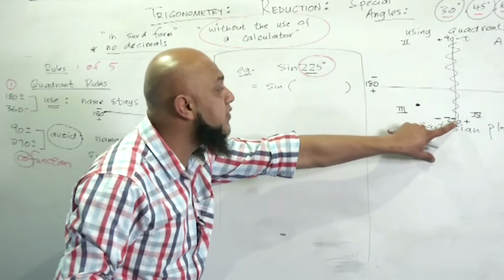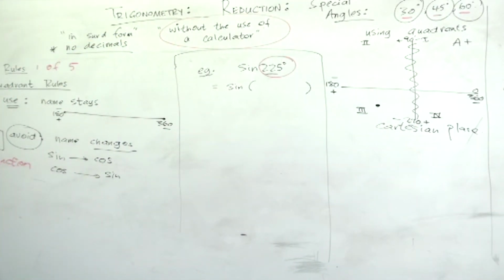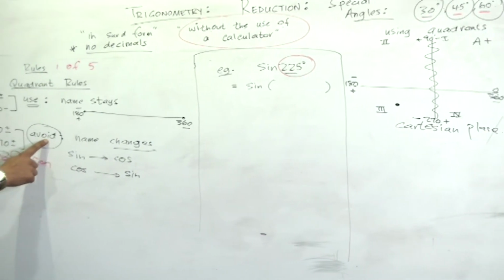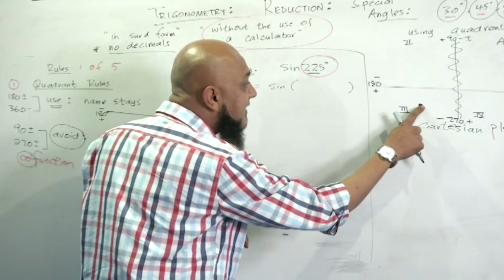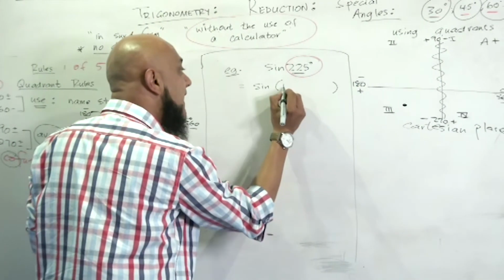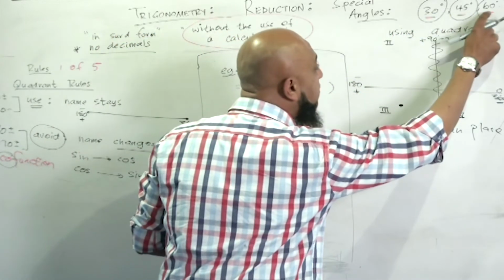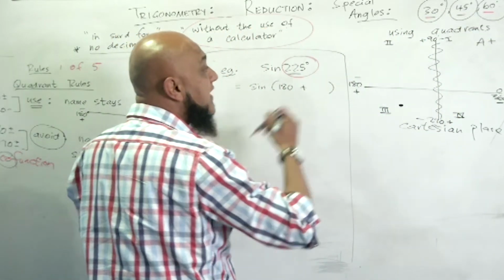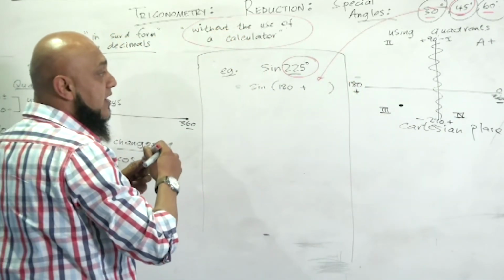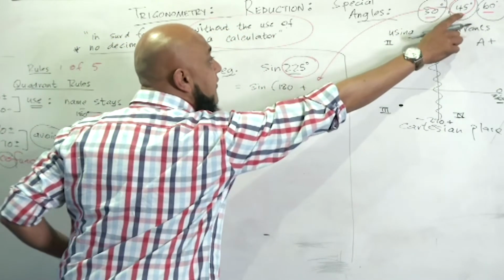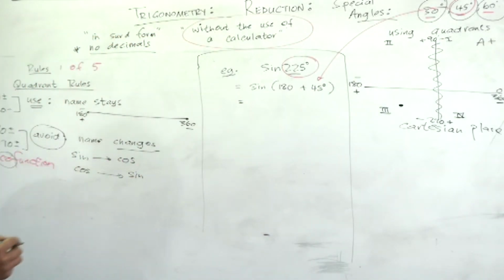Are we going to say 270 minus or 180 plus? Let's go to our rule. Am I going to say 270 minus? No, I'm going to avoid that. So what am I going to say? 180 plus, because it lies in this quadrant. So here, sine 180 plus. Now 180 plus which of my special angles will give me 225? The 45 degree angle, right? Because 180 plus 45 degrees will give me 225 degrees.